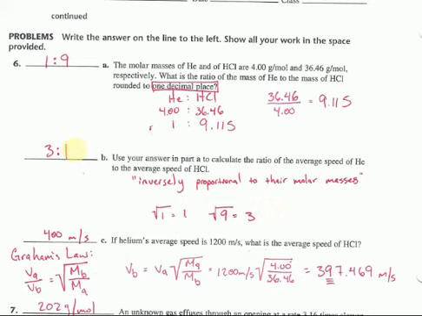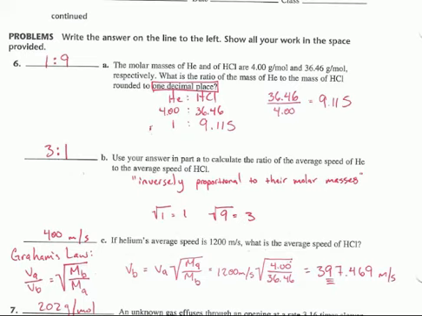But notice that I've switched them. Helium to hydrogen chloride is a 1 to 9 mass ratio, but it's a 3 to 1 speed ratio. Because remember, it's an inverse relationship. Whereas up on the molar mass ratio, the helium was the smaller number out in front, and the hydrogen chloride was the larger number in back. Because the helium had such small mass, it is going to move much faster, so I'm going to have a 3 to 1 average speed ratio.